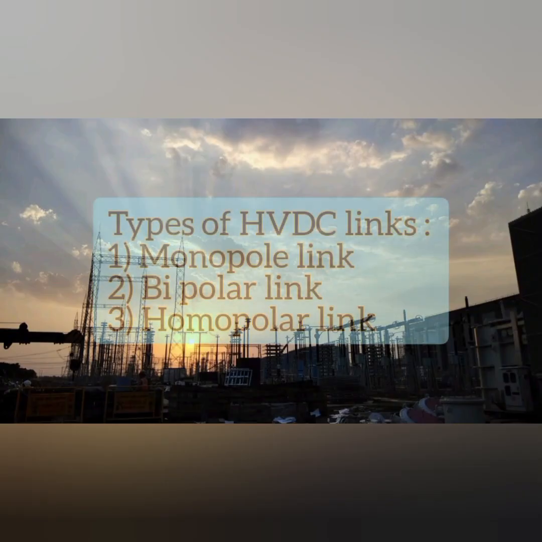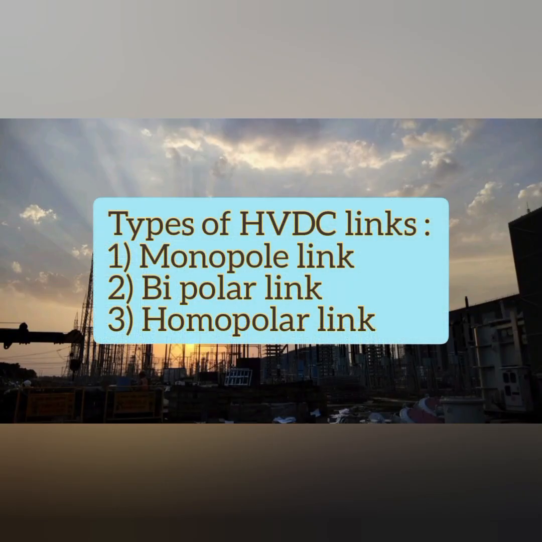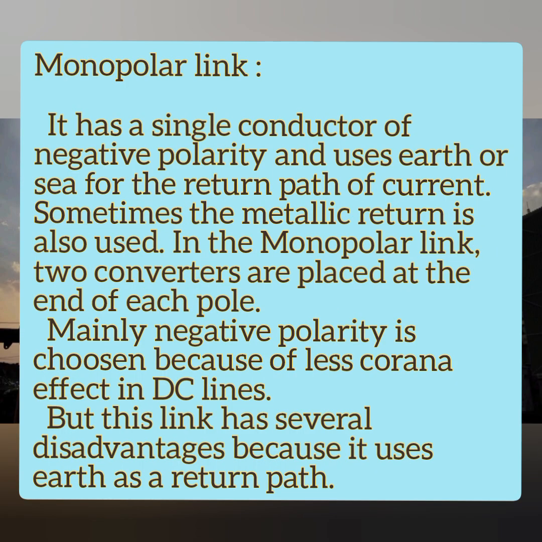Then coming to the topic, types of HVDC link. Normally we have three links. One is the monopole link, the second one is bipolar, and the third one is homopolar links. The monopole link is a single conductor of negative polarity and uses the earth or sea as the return path of the current. Sometimes a metallic return is used as the return path.